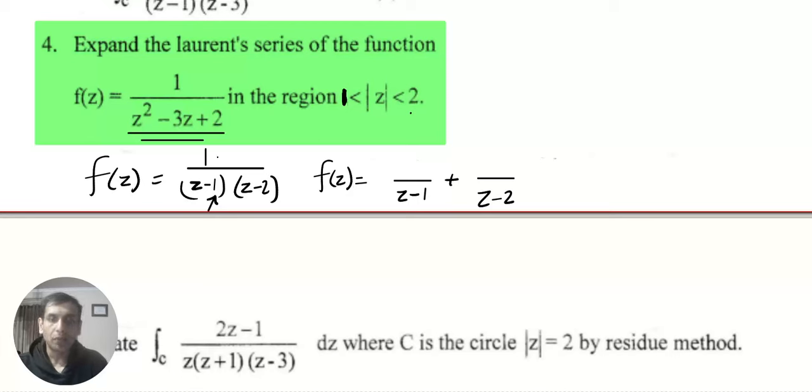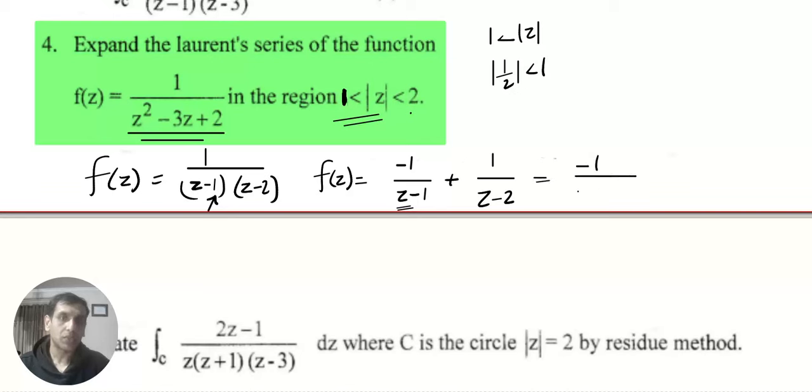The degree of numerator is less. So if I put 1, I'll get minus 1 over here. If I put 2, I'll get 1 over here. Now I have to take this 1 less than mod z. So mod 1 by z is less than 1. So that means z is going to go out.